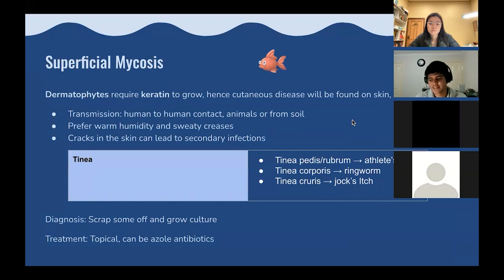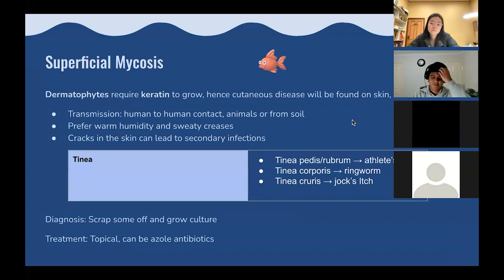So maybe areas such as your groin region or your armpits or your foot. Like if you're an athlete, you'll be sweating a lot because you'll be running or doing some kind of physical activity. The sweat, that hot, wet environment is really good for the growth of fungi. Now, cracks in the skin, again, that's going to go back to the chain of infection. That's a portal of entry. So cracks in the skin can lead to secondary infections as well.